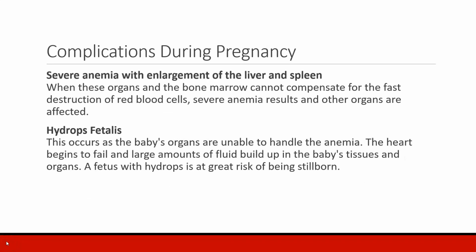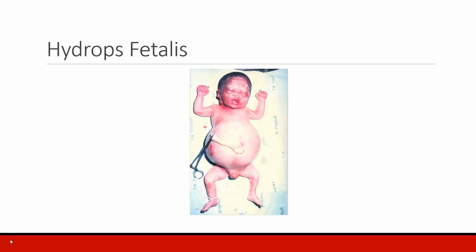Complications of the fetus during pregnancy: severe anemia with enlargement of the liver and spleen. When these organs and the bone marrow cannot compensate for the fast destruction of red blood cells, severe anemia results and other organs are affected. Hydrops fetalis occurs as the baby's organs are unable to handle the anemia. The heart begins to fail and large amounts of fluid build up in the baby's tissues and organs. A fetus with hydrops is at great risk of being stillborn. This illustrates a severe case of hydrops fetalis.